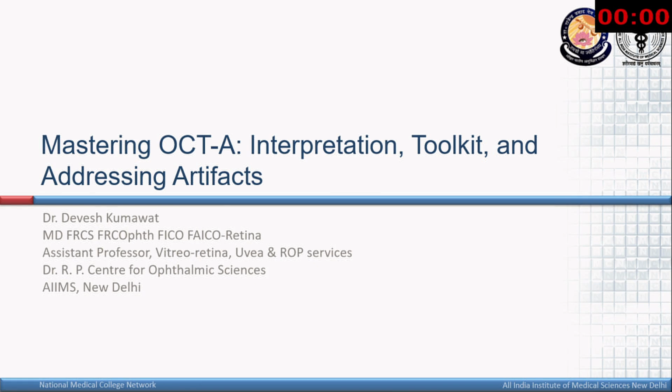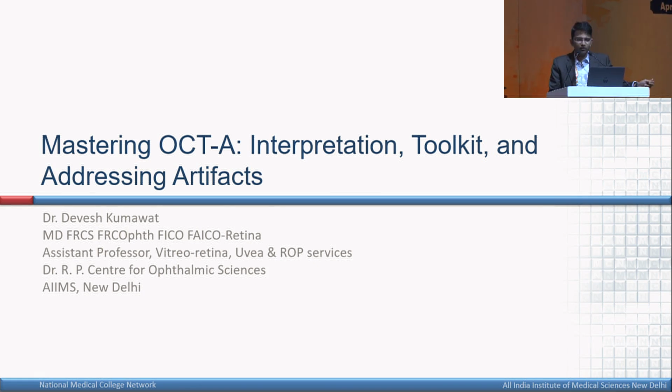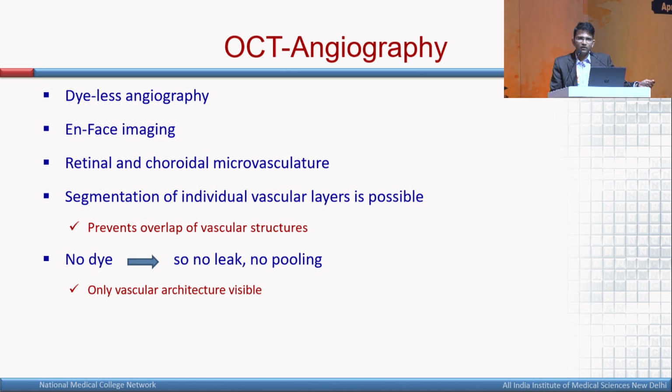So I'll be talking about the basics of OCT angiography, how to interpret it, and how to take care of the artifacts which are very common in OCT angiography. OCT angiography, as you all know, is a dyeless angiography in which we acquire and analyze the en-face images of the retinal as well as the choroidal microvasculature in a depth-resolved fashion. That is, you are able to segment the individual vascular layers, the superficial plexus, intermediate, deep plexus, choriocapillaris, and the choroidal stroma, and that prevents the overlap of the vascular structures.